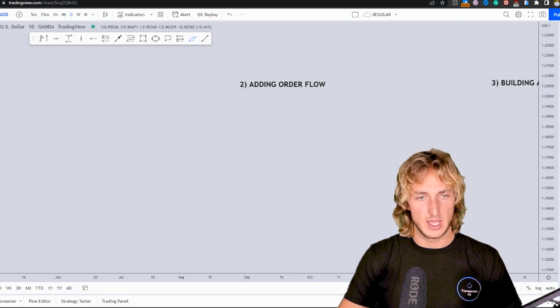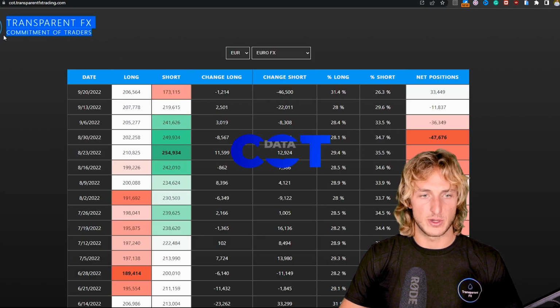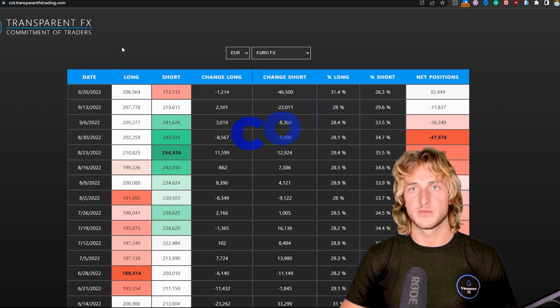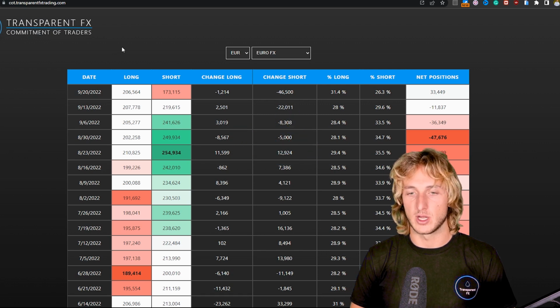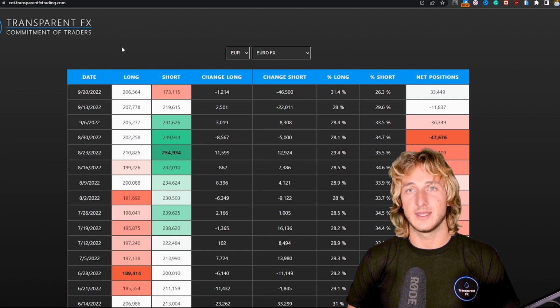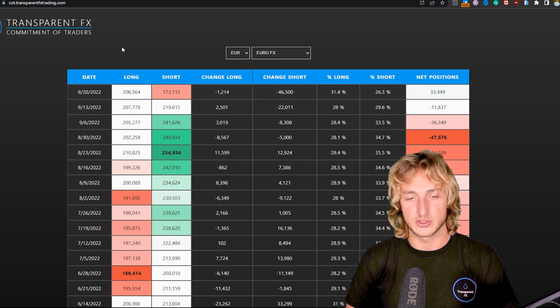Now, if we go to the second part, so basically adding order flow, why is it important to add order flow? Now, order flow is basically the commitment of traders. So what the non-commercials, so the biggest speculators in the market, are doing.